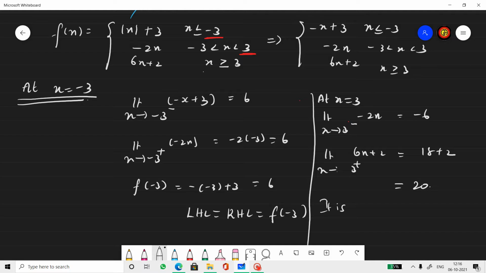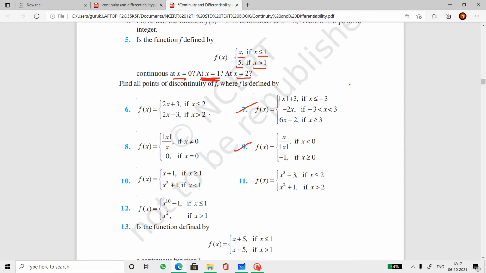It is discontinuous at x equal to 3. Clear? Now moving to the next question. Question number 7 is over.